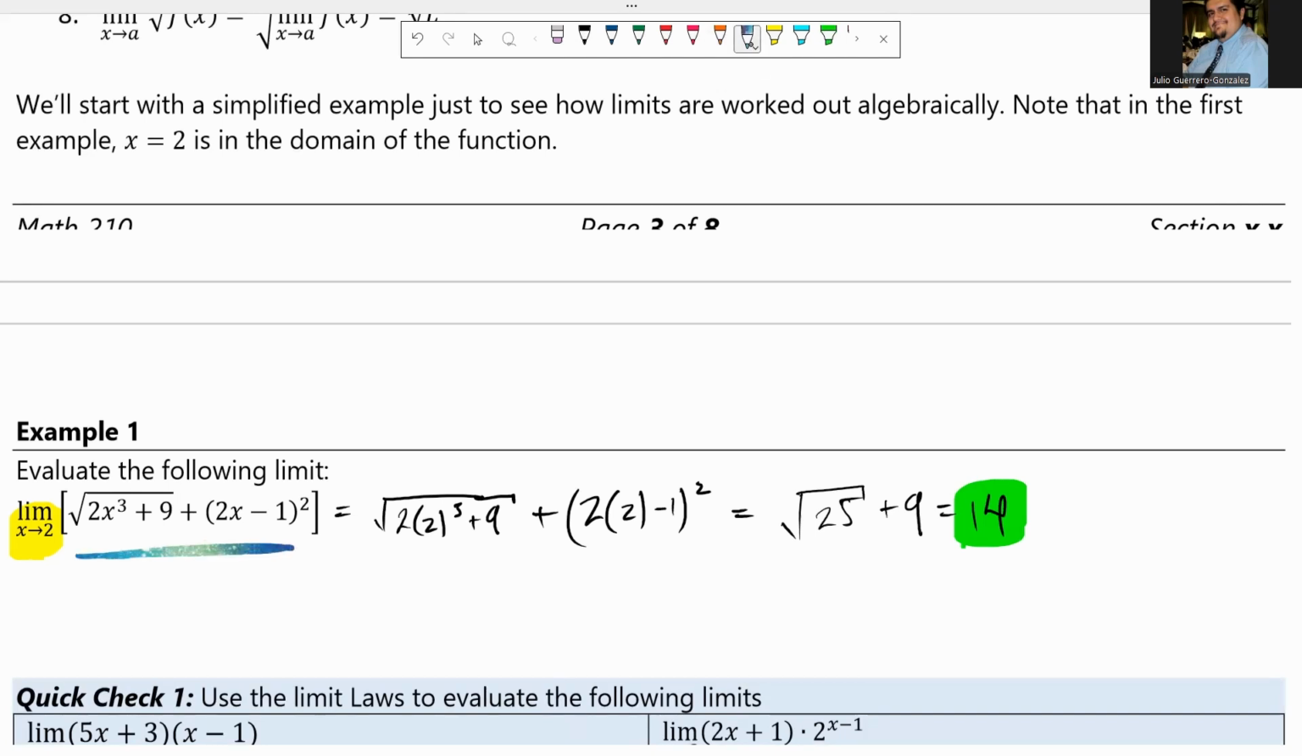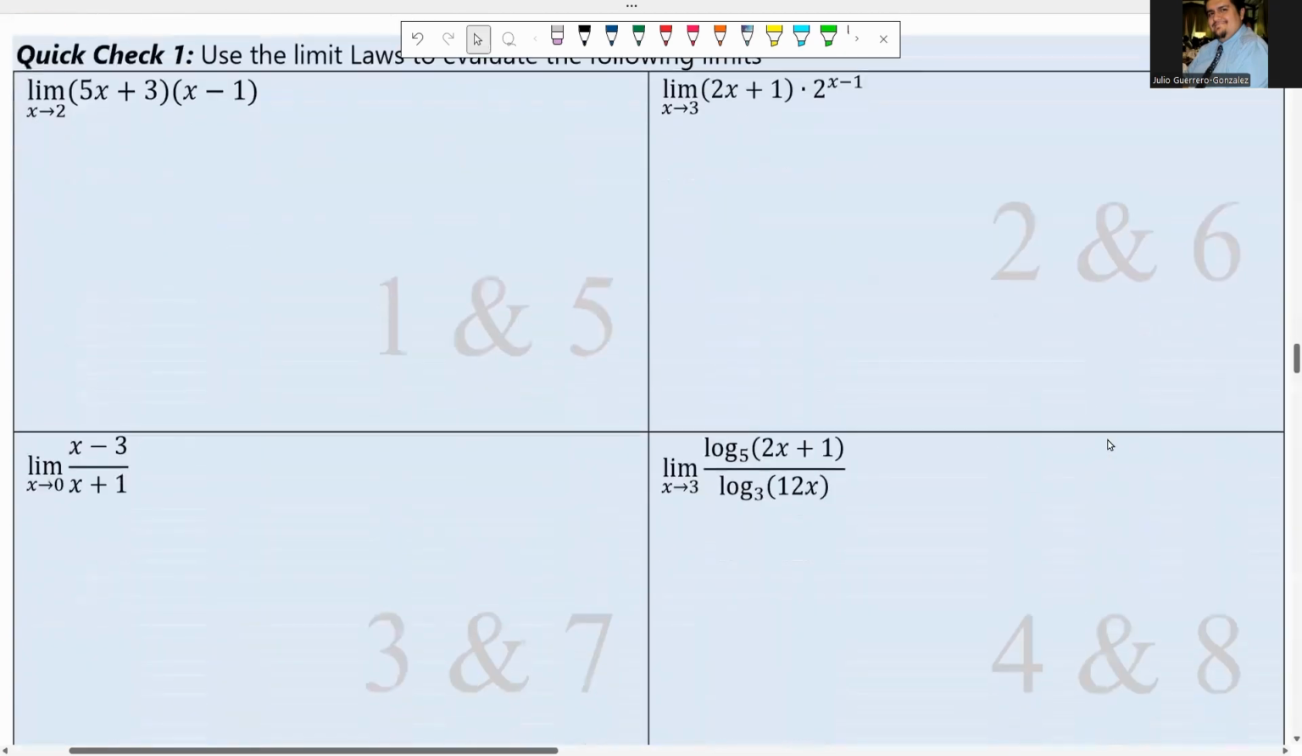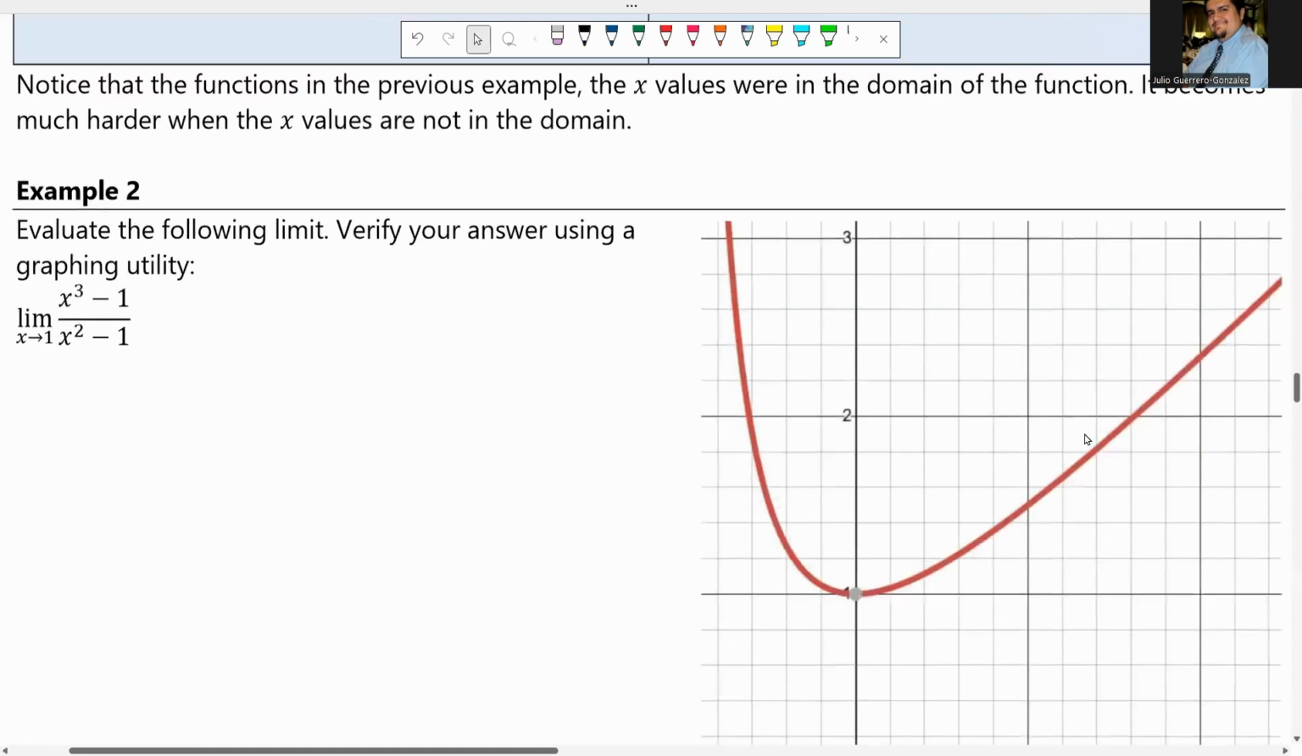Just to double check, go ahead, graph this. Grab that and throw it into Desmos and look at what happens when it approaches 2. It should be getting closer to positive 14. Some quick checks, practicing just evaluating a limit straight away. The problem becomes when our x value is not in the domain.